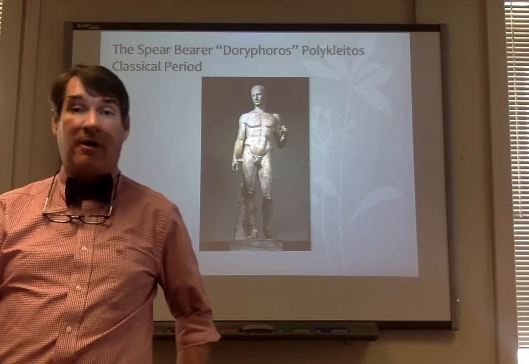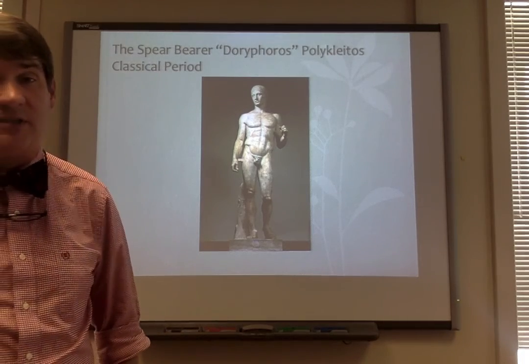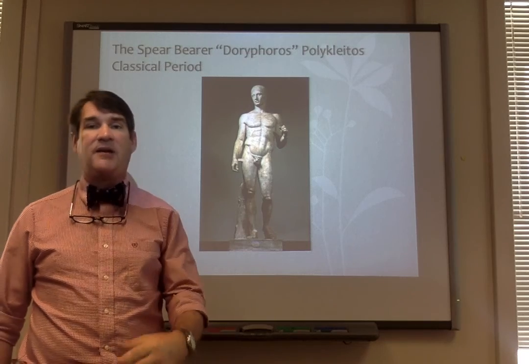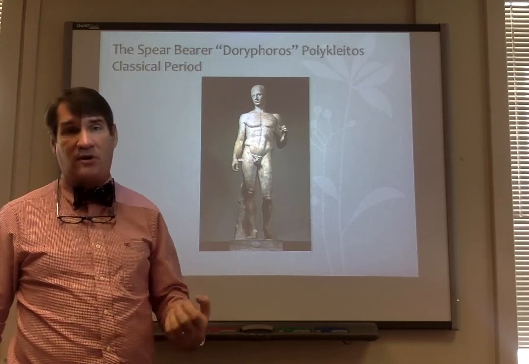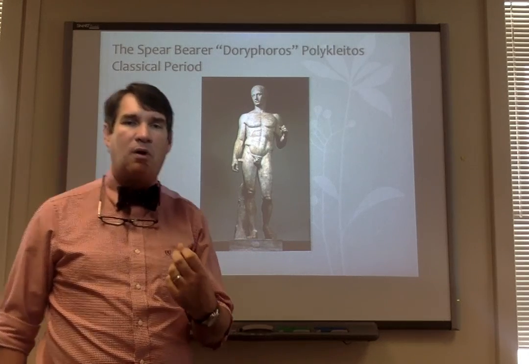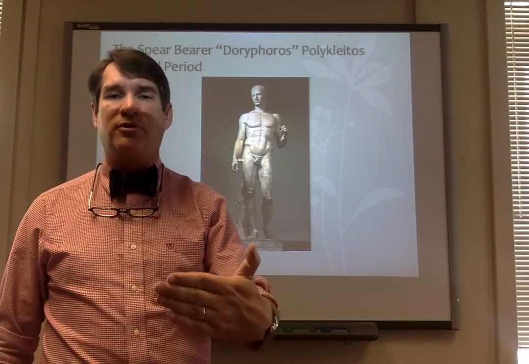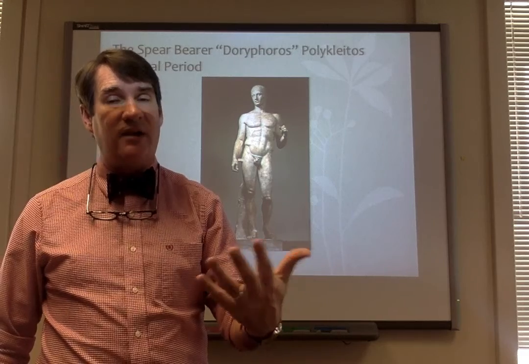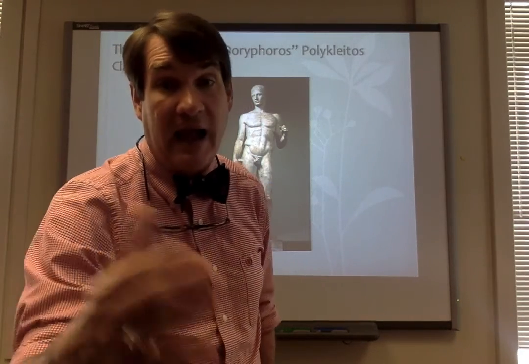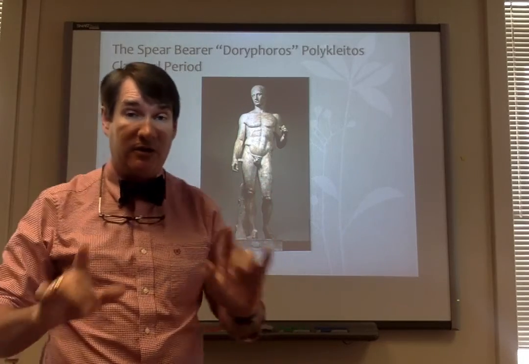This is the spear bearer, or in Greek the Doryphorus, and it is done by a very famous sculptor in ancient Greece called Polykleitos. Now, Polykleitos was famous not because he did such great sculptures, which he did, but because he made human sculpture like a science, right? With this statue, he wrote a book on how to sculpt the human body. And here's what he did.